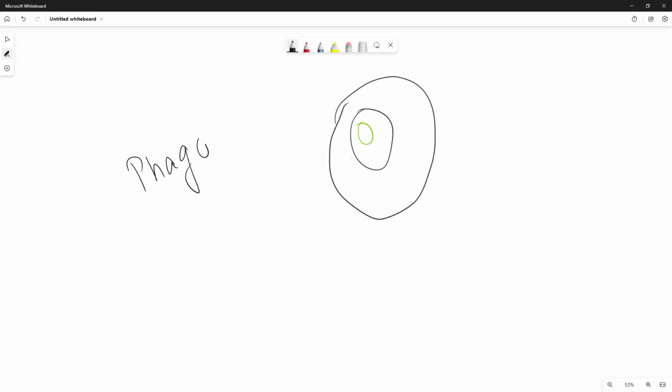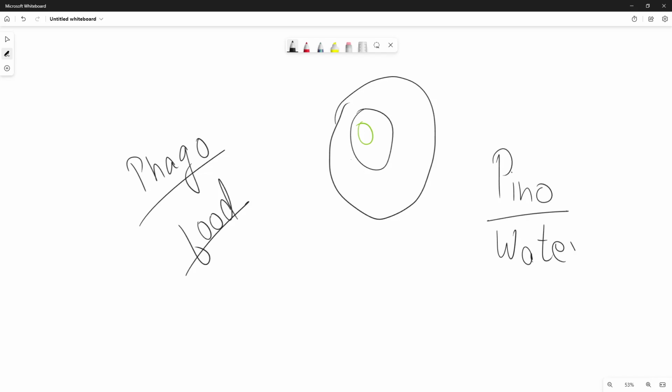Phago means food, meaning it is transporting some sort of solid inside. And in pinocytosis, it is water or some sort of liquid which is being transported inside.